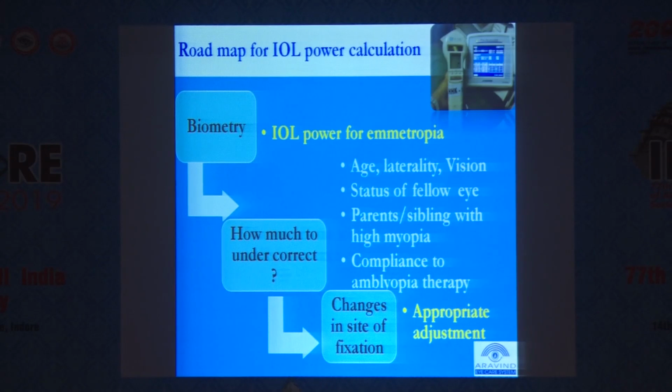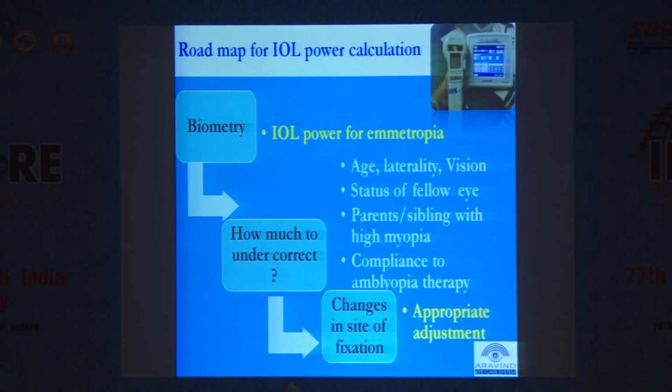So what is the process for biometry in these children? To calculate the IOL power, the first step is to do a proper biometry to calculate what IOL power is needed for emmetropia. How much to undercorrect is the next step, which depends on multiple factors. Based on the age: the younger the child gets operated, the larger the amount of hypermetropic correction we have to aim for. Laterality: in bilateral cataracts, we can aim for a full amount of hypermetropic undercorrection so that equal refractive error is given for both eyes.